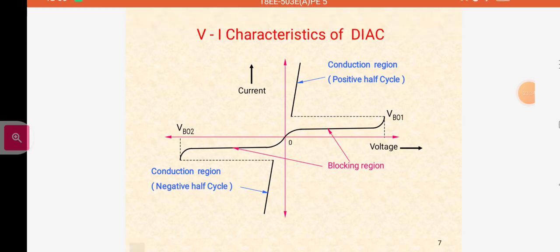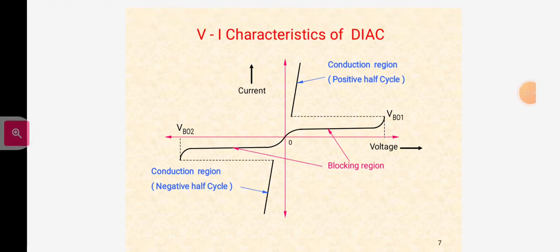During reverse bias, the terminal T2 is positive with respect to T1, and if the applied voltage is less than VBO2, a small leakage current flows through the device. When the voltage exceeds VBO2, it starts conducting. The characteristics are very similar to forward bias operation, but the reverse bias characteristics lie in the third quadrant.